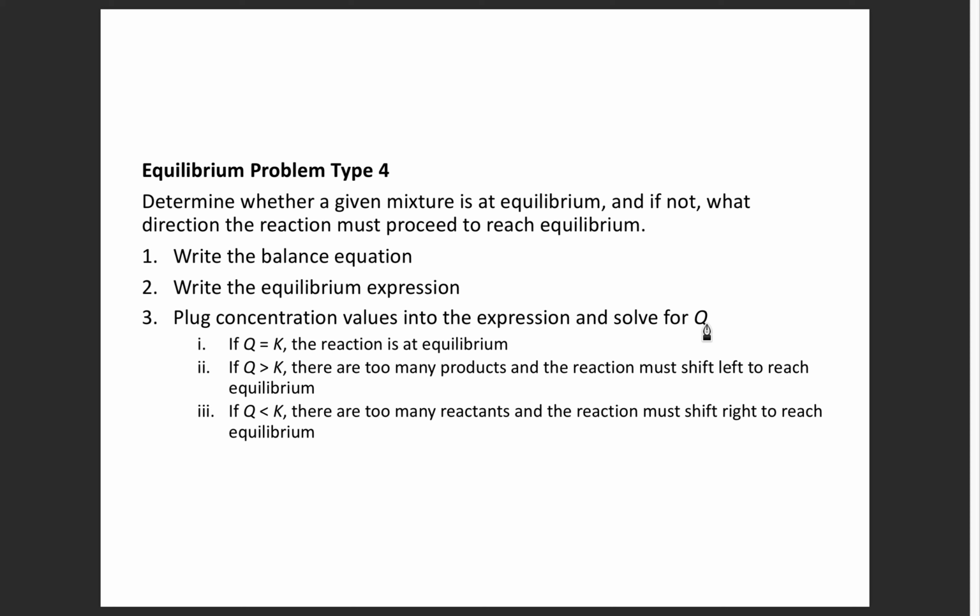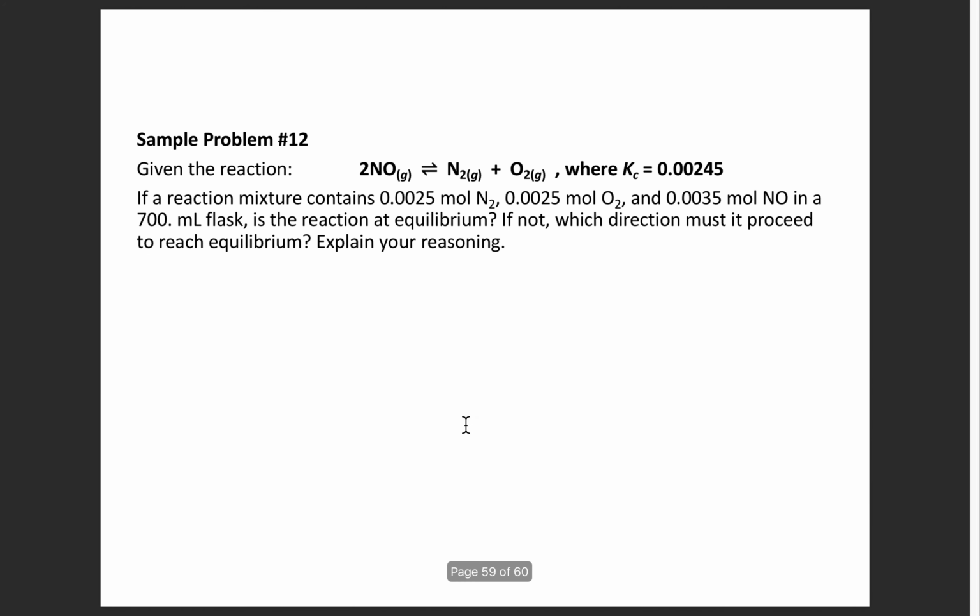So they actually have to give us a known value of K in a problem like this. So we're going to compare. We're going to say, okay, if Q equals K, then we know the reaction is at equilibrium. If Q is greater than K, then we have too many products, so the reaction must shift left. If Q is less than K, there are too many reactants, and the reaction must shift right. All right, and we'll take a look at how that all comes together in problem 12.